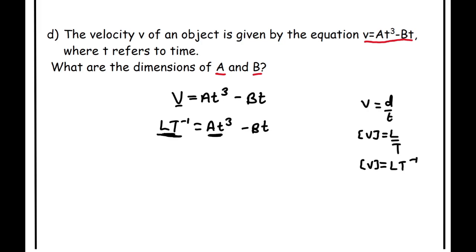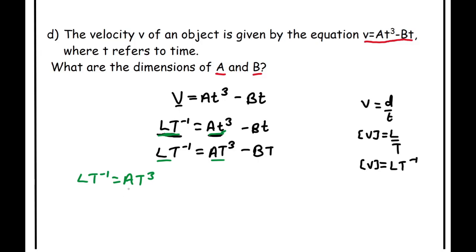Now, following from the law of homogeneity, the dimensions of velocity, LT negative 1, have to be the same as the dimensions of at to the power 3. Now let's also replace t with the actual dimension, so that this equation becomes LT negative 1. The dimensions of time become T, but this is now to the power 3 minus bt. Okay, now let's get the first part. So we equate this one and this one. So that's LT to the power negative 1 is equal to AT to the power 3.